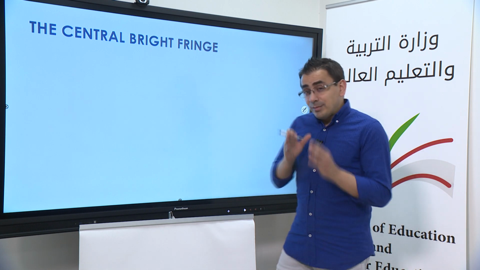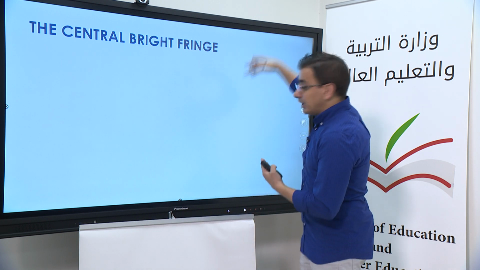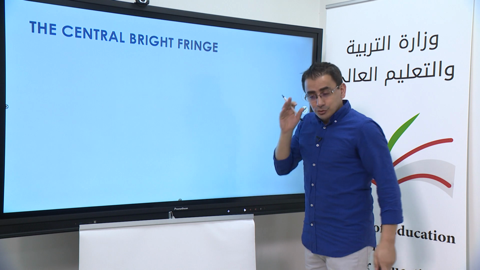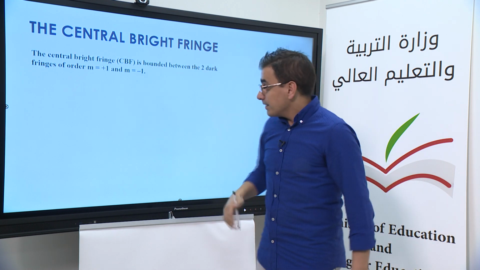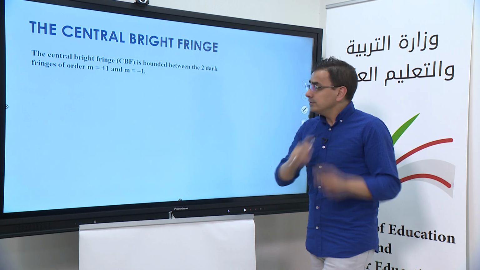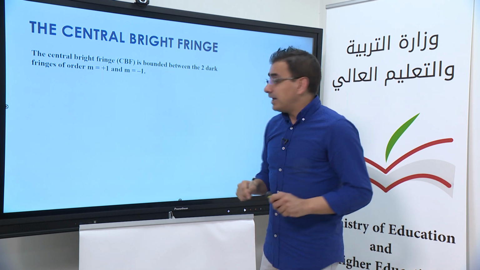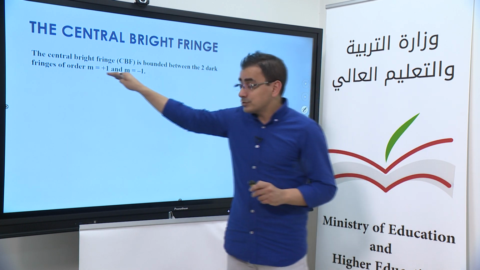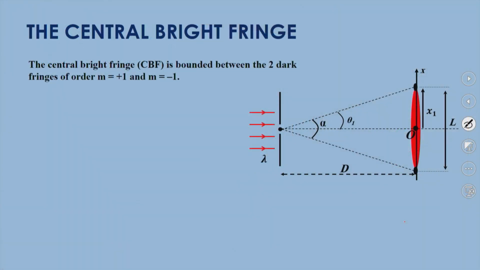So in diffraction, the most important thing we study, out of all the patterns we talked about, is the central bright fringe. So in this section we will focus on the central bright fringe of diffraction. The central bright fringe of any diffraction pattern is bounded between the two dark fringes of order +1 and -1. So I've drawn the figure here, the central bright fringe.